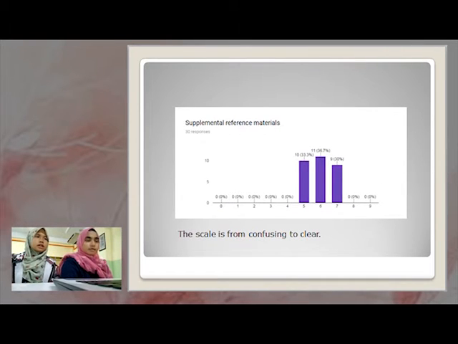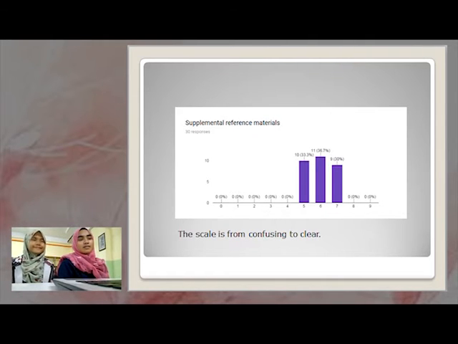Okay, next is supplemental reference materials. The scale is from confusing to clear. The scale is 5, 6, and 7. The majority is on scale 6. Okay, next I give it to my partner.